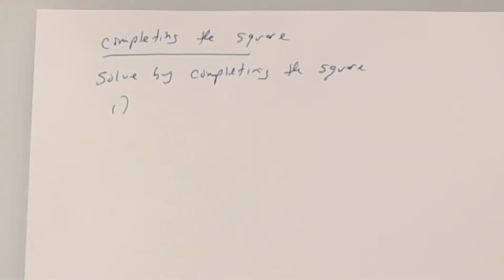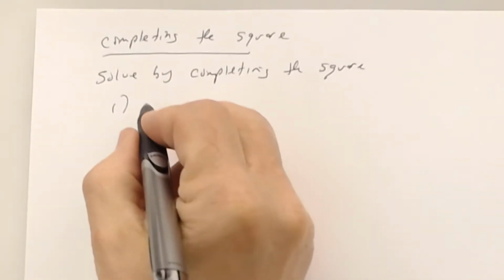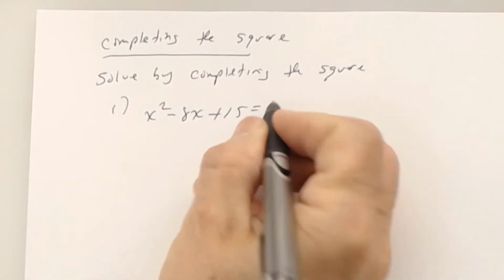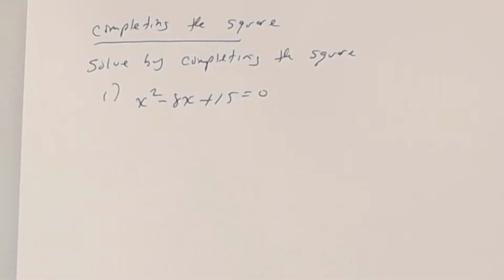Okay, suppose we had x squared minus 8x plus 15 equals 0. Okay? Now remember, always make sure you follow the directions. That worksheet you're going to get will be mixed up. Some will say solve by quadratic formula, some by the square root property, some by factoring, some by completing the square. Make sure you follow directions.